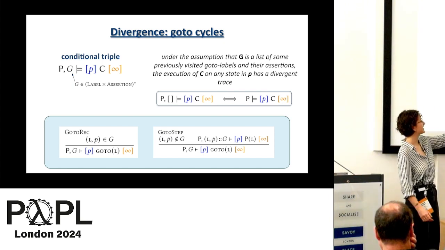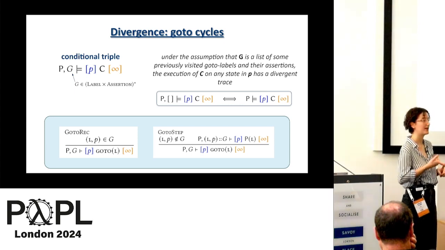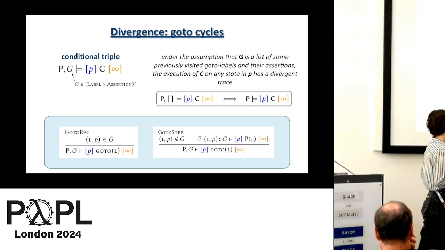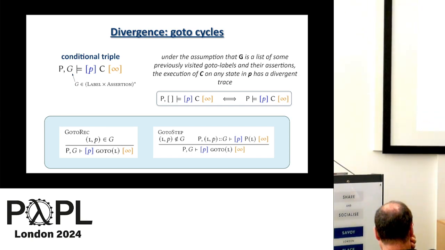But of course, there's the second case as well, where the label and the assertion have not been recorded in our history before. So what we do is we say, well, it's not there, but we have to add it to our history because we go on now, right? And we want to remember that we have passed this point. So we append this to G and then continue executing the program code saved at label L, because we just did a go to L jump.